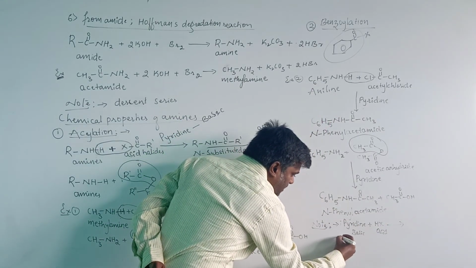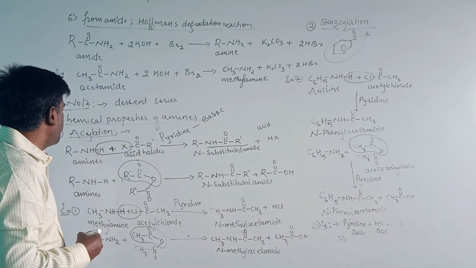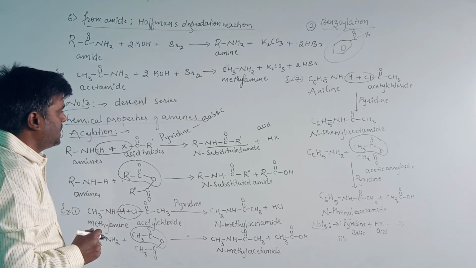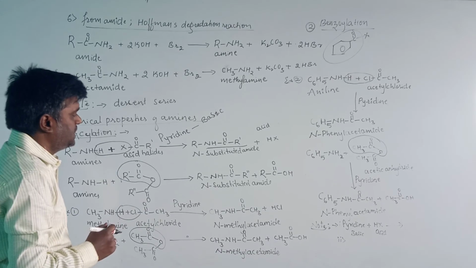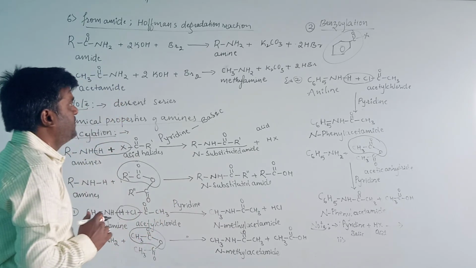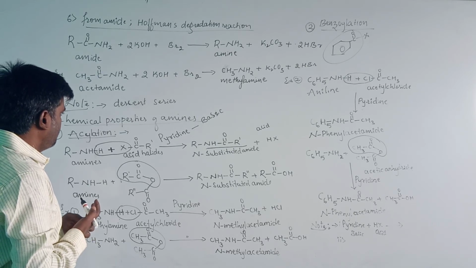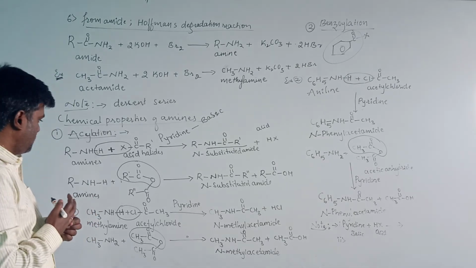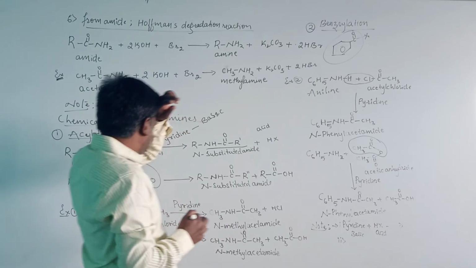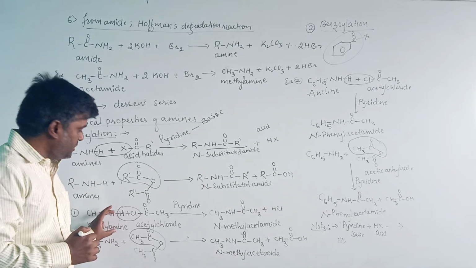When we take the second note, the first note is that the basic character combines with the acid and it will get controlled, and it will accelerate the rate of reaction. Here the second note is that we are using primary amines here.